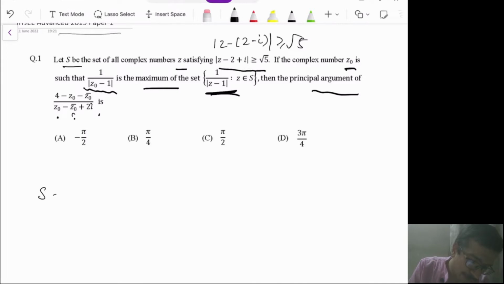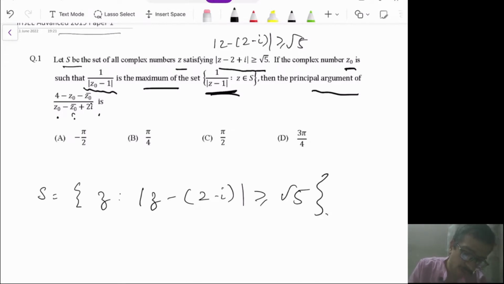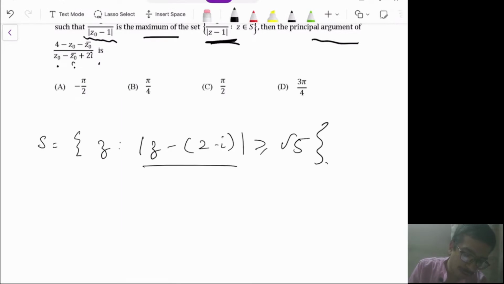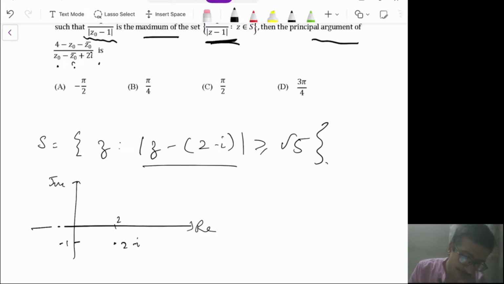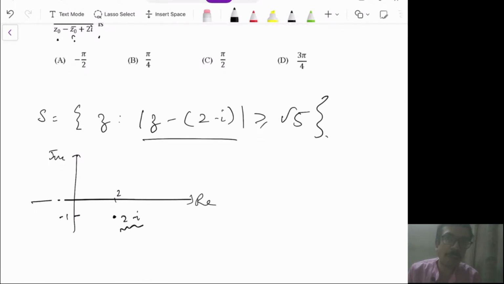The set S is the set of those complex numbers such that mod of z minus 2 minus iota is greater than or equal to root 5. Here z minus 2 minus iota represents the distance of the point z from the point 2 minus iota. Here we have the real axis and the imaginary axis, and here is where the point 2 minus iota lies. There is a set of points whose distance from 2 minus iota is larger than root 5. If the distance equals root 5, we get the boundary of a circle, but if it is larger than root 5, it represents the points exterior to the circle.